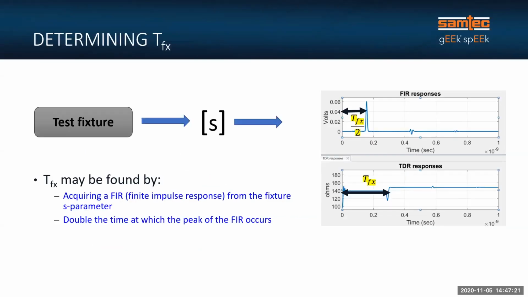Okay. People have asked me this all the time. How do I determine TFX if I have a test fixture? The simplest way that I know to do it is to basically take the finite impulse response, find the peak of that, use that as your delay, and then double that for the TFX number. Next.